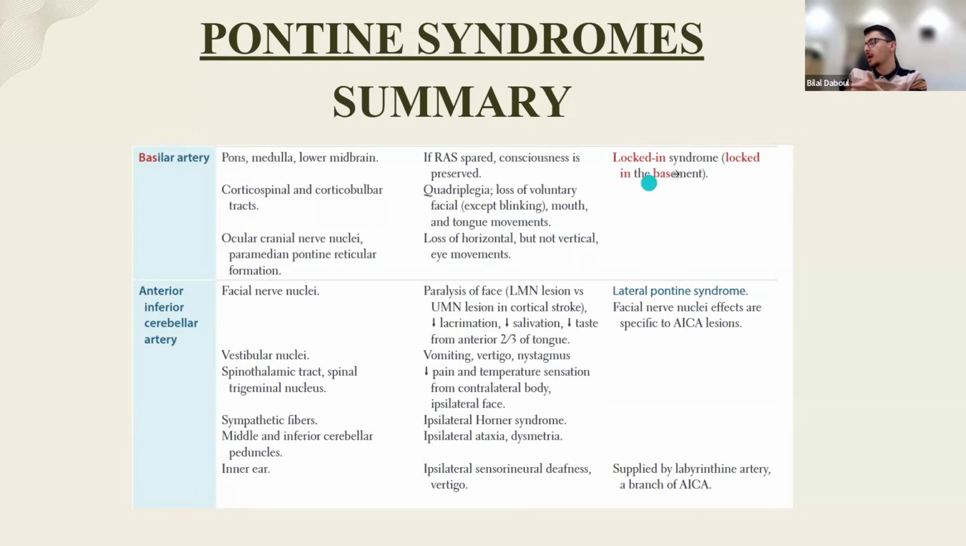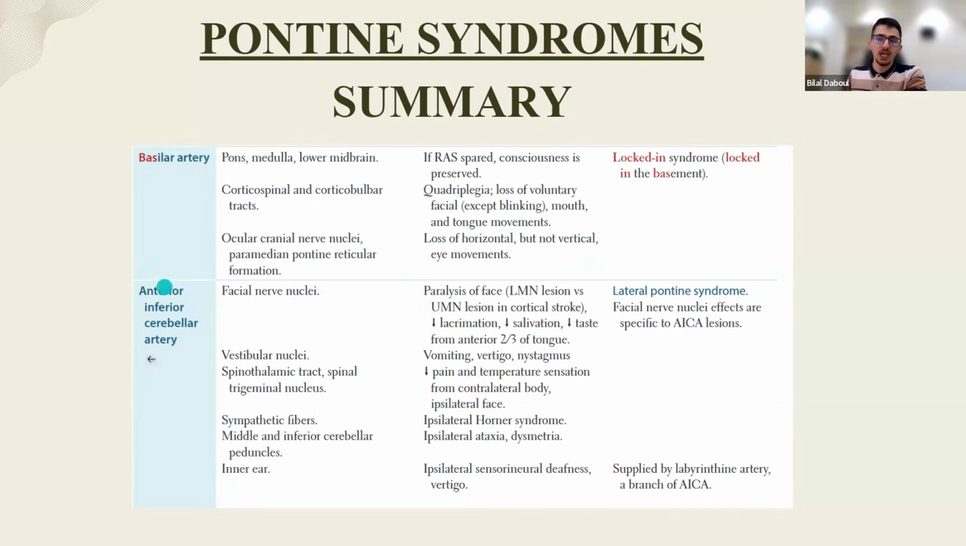Okay. Again, a mnemonic for this would be locked in syndrome, locked in the basement, because the basilar artery is occluded, meaning base, if you get me. And that's the idea for, again, either locked-in syndrome in terms of osmotic demyelination or secondary to basilar artery occlusion.